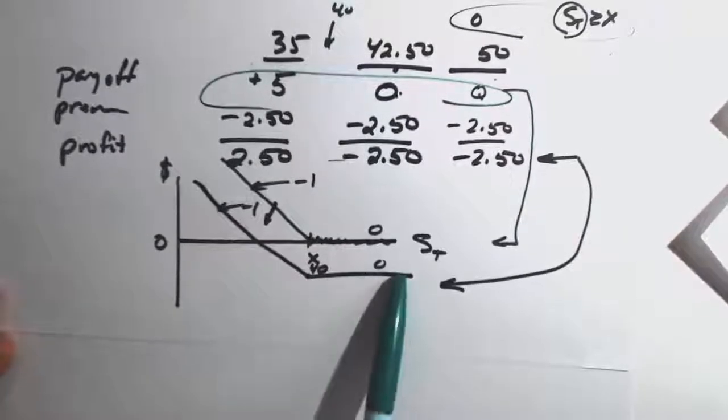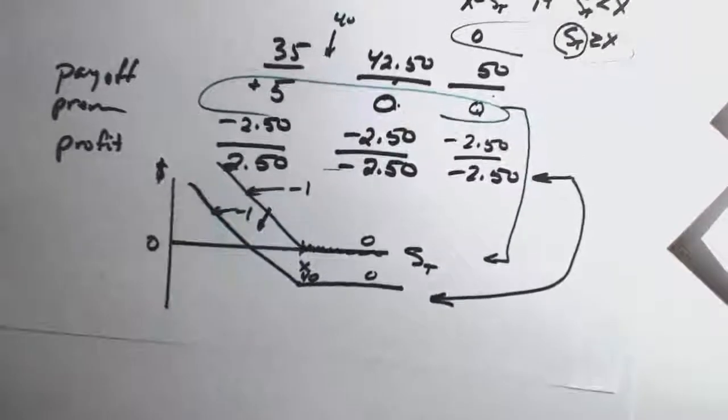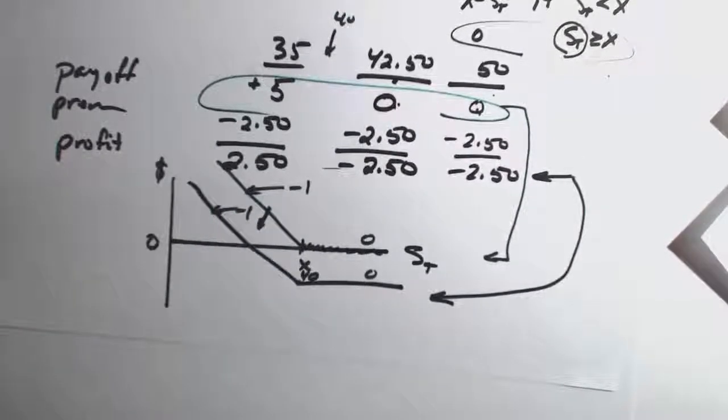You lose money on the upside. You make money when the stock drops. It's exactly what a put should be doing.